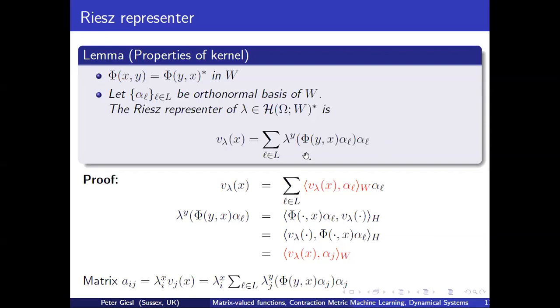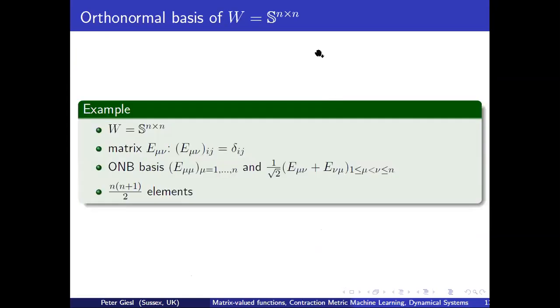With this knowledge of the Riesz representative, we can now find an expression for our interpolation matrix A_ij, which was given by lambda i applied to the Riesz representative of lambda j. And just using this expression for the Riesz representative, we get this formula here. So that's, again, a relatively easy way to calculate this matrix if we know the lambdas and obviously the kernel, and we need to know an orthonormal basis of W. But that's not very hard.